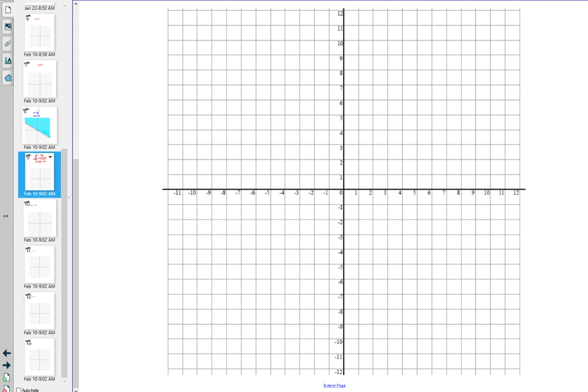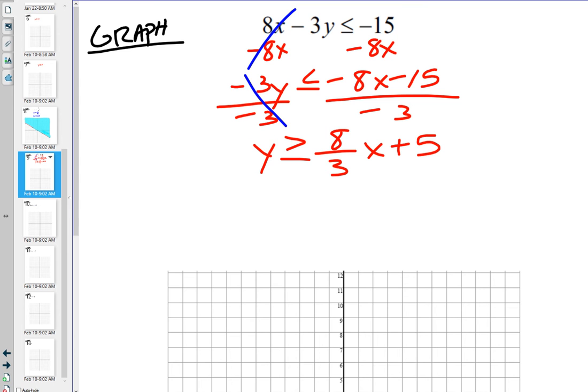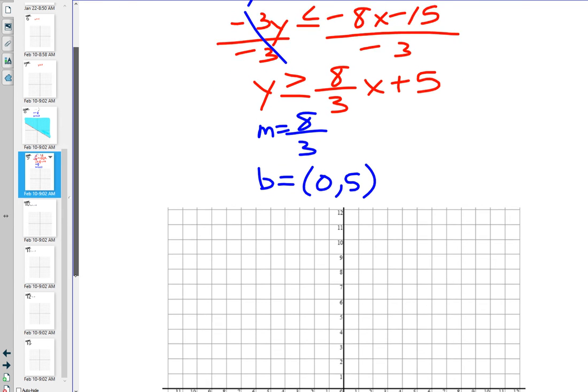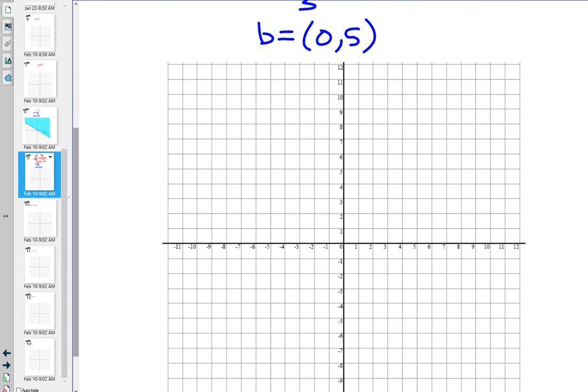Angel, what's my slope? 8 over 3. I thought that was a negative, my bad. It's okay, I don't have the best handwriting. Blanca, what's my y-intercept? 5. Good, 0, 5. So my first point will be at 0, 5.